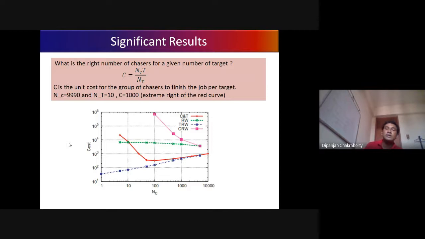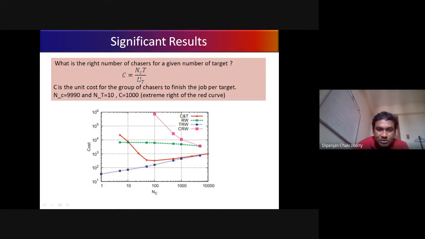So if we ask the question, what is the right number of chasers for a given number of targets? The right number of chasers means the exact number of chasers you need to kill all the targets in an efficient way. That basically depends on these factors. So they have generated this unit cost. C is the unit cost per target. We are dividing by the number of targets because we are keeping the number of targets constant. So C is the unit cost for the group of chasers to finish the job per target.